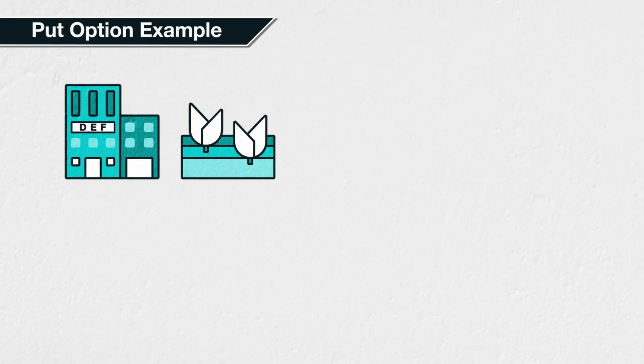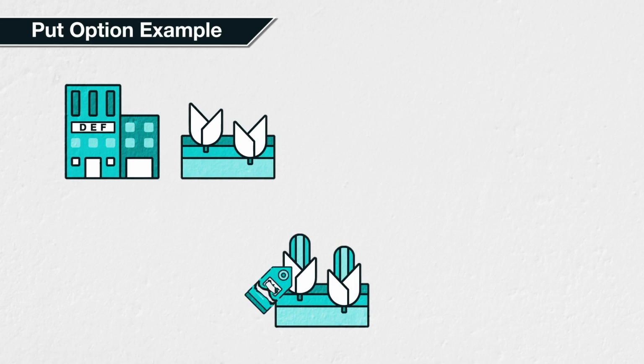DEF are worried that if the price of corn falls too much by October, they won't be able to sell the corn they have harvested for a price that makes them enough profit. The current price of corn is $4.50 per bushel, which is a good price for DEF to sell at. The problem is they are not ready to sell the corn yet. After doing some calculations, DEF has estimated that the lowest price that would be acceptable for them to sell the corn at is $3.80 per bushel.